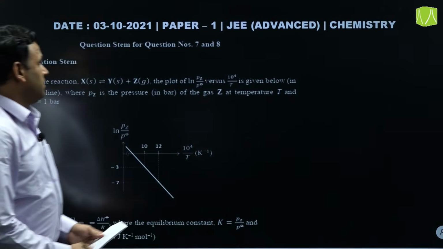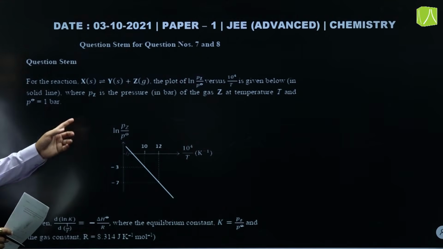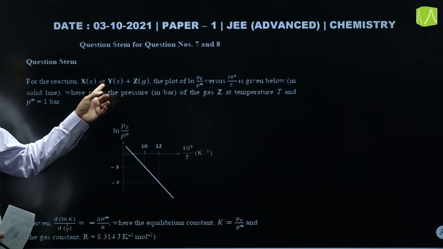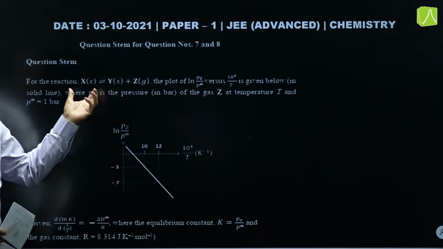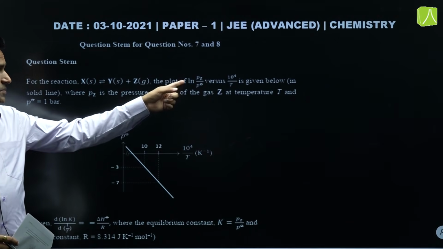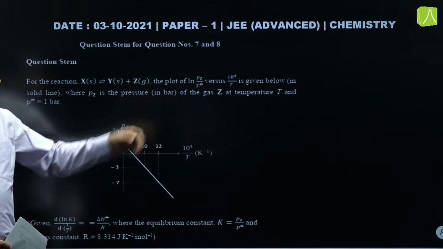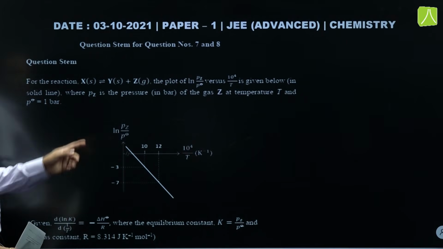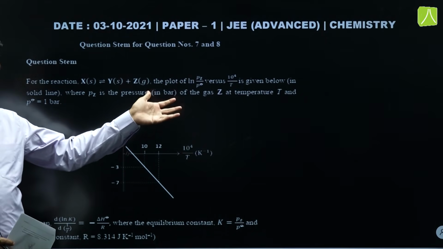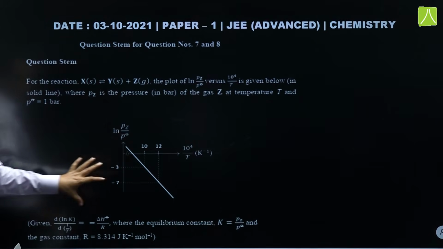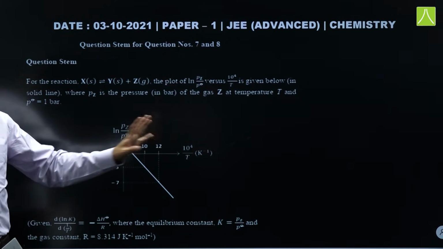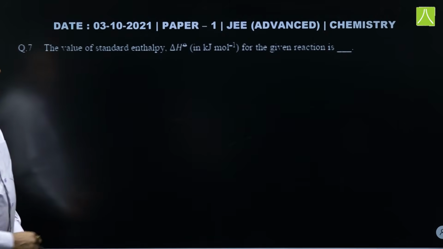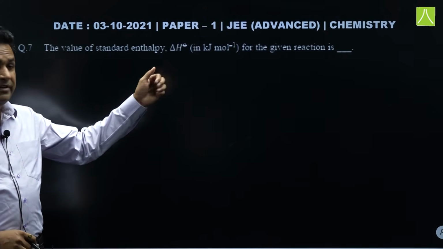Next are questions number 7 and 8. These questions are from physical chemistry. The reaction X solid giving Y solid and Z gas is given. The plot of ln of partial pressure of Z upon P naught versus 10 to the power 4 upon T is given below, where Pz is the partial pressure of gas Z. Based on this information, we have to calculate the value of the standard enthalpy delta H naught for the given reaction.